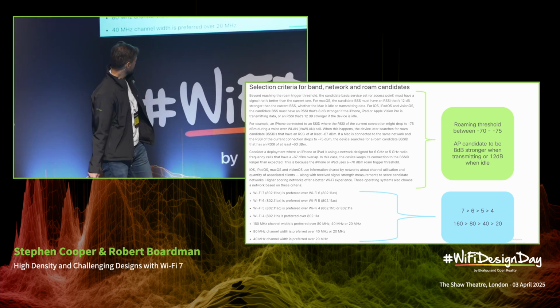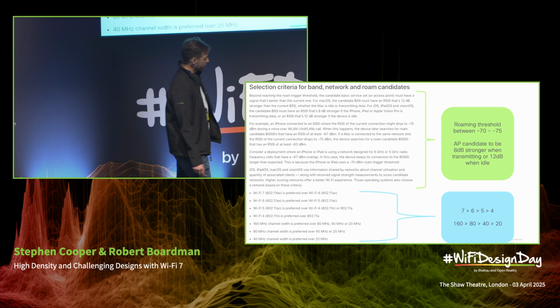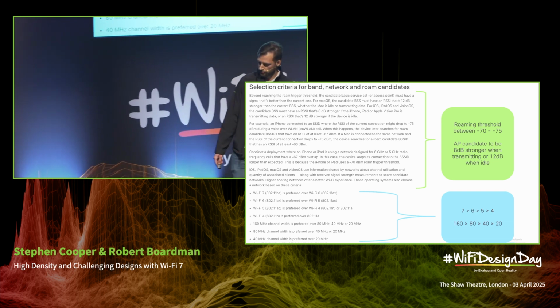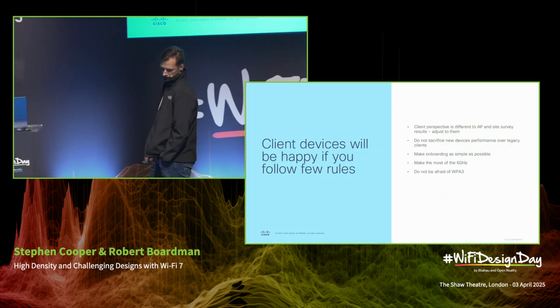They also outline that they prioritize Wi-Fi 7 over Wi-Fi 6, Wi-Fi 6 over 5, 5 over 4, and the same applies to channel widths, right? So all the testing we have done during Cisco Live kind of proved us right.